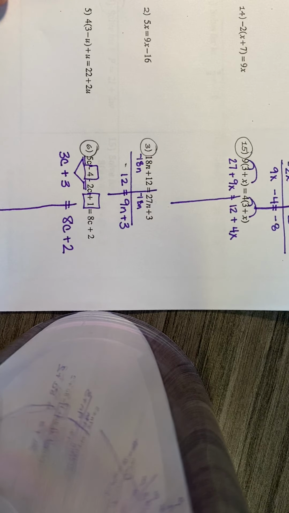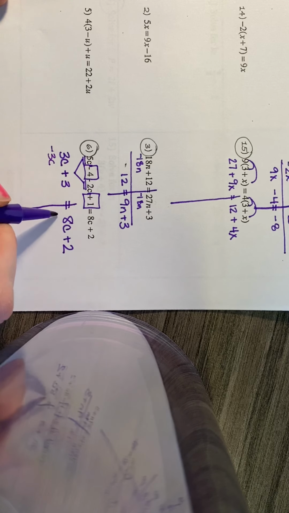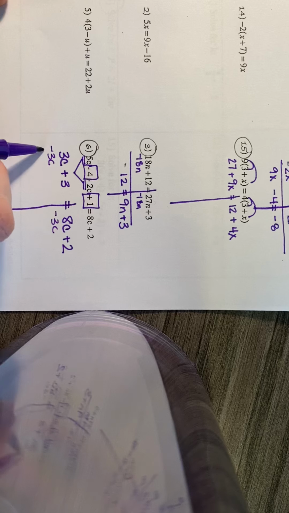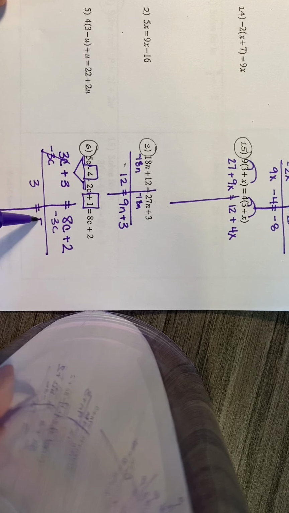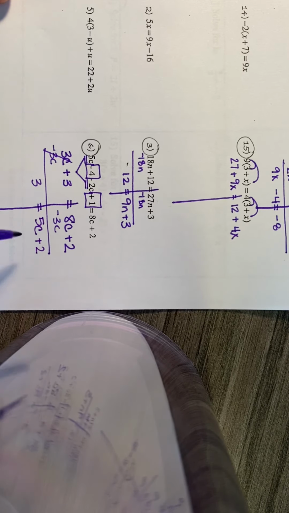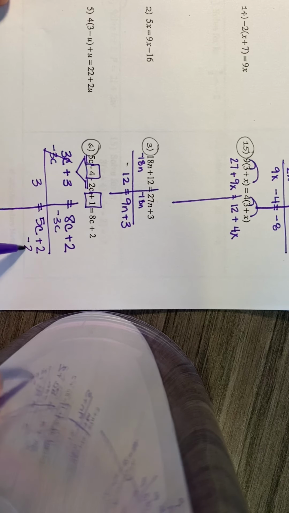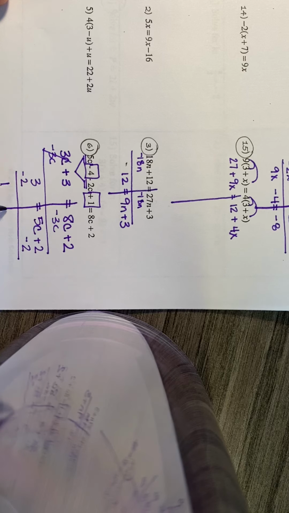Small to big whenever possible. Moving a positive 3c, you need to subtract. Those cancel out. You're left with 3 over here. 8 take away 3 is 5c plus 2. Two more steps. First thing we need to do, subtract 2. So 1 equals 5c.